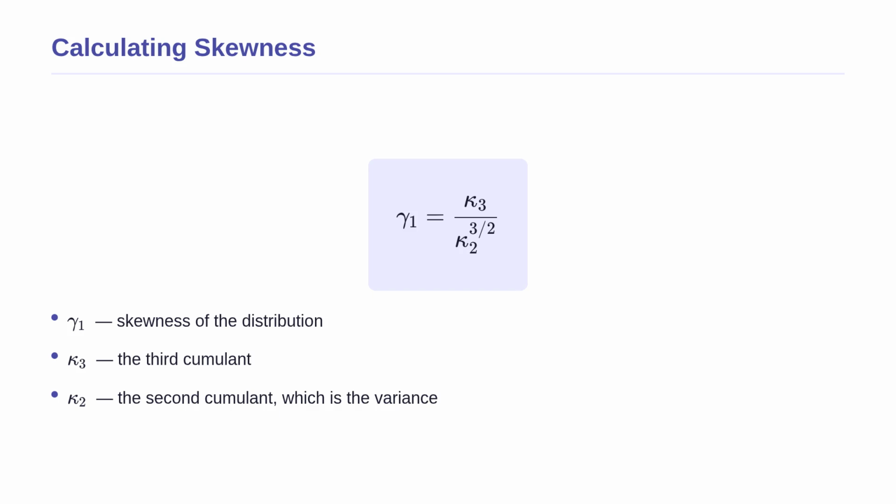Skewness tells us if the data leans heavily to the left or the right. The formula takes the third cumulant and divides it by the second cumulant raised to the power of 1.5. If this calculated value is 0, the distribution is perfectly symmetrical. If the value increases and becomes positive, it means the tail of the distribution extends far to the right, indicating that there are rare but very large positive values in our data.